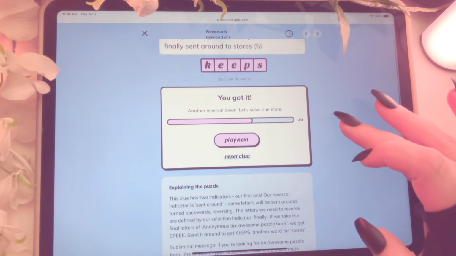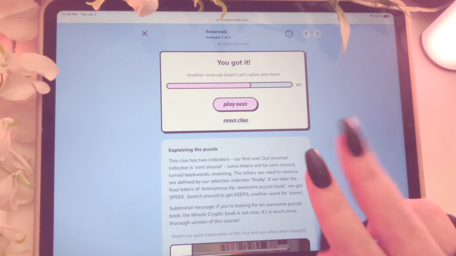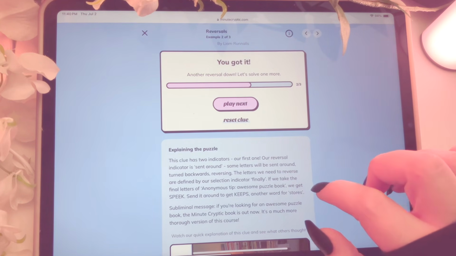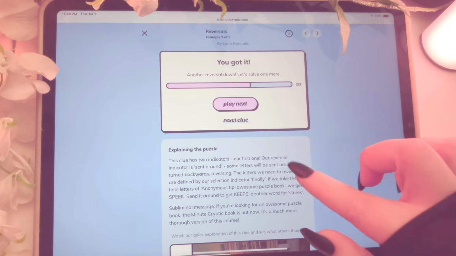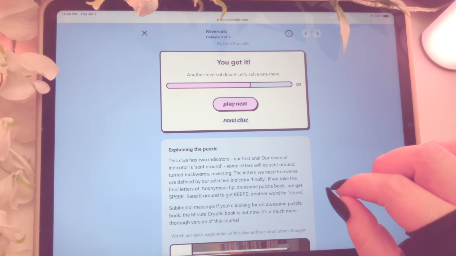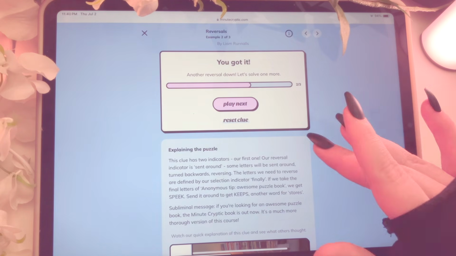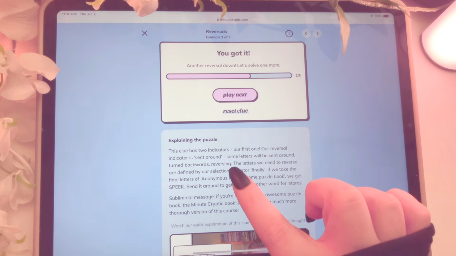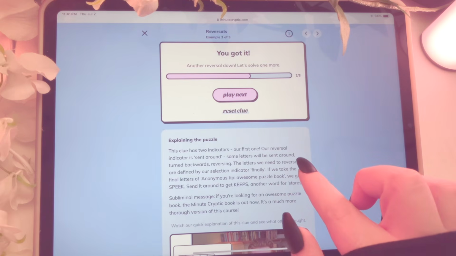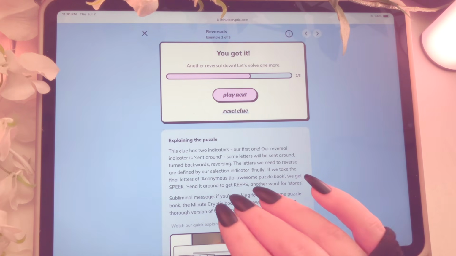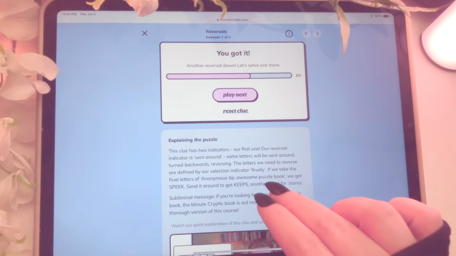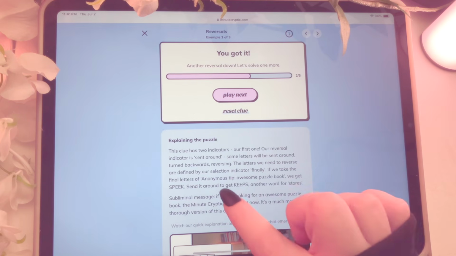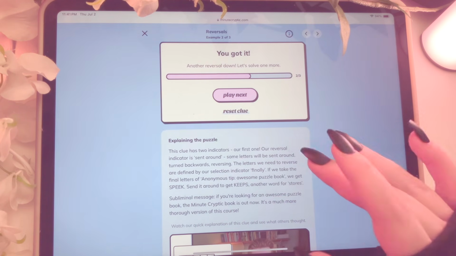Yes, we got it. This clue has 2 indicators. Our first one, our reversal indicator, is sent around. Some letters will be sent around or turned backwards, reversing. The letters we need to reverse are defined by our selection indicator, finally. If we take the final letters of Anonymous Tip, Awesome Puzzle Book, we get S-P-E-E-K. Send it around to get keeps, another word for stores.